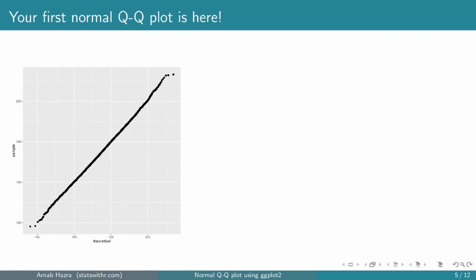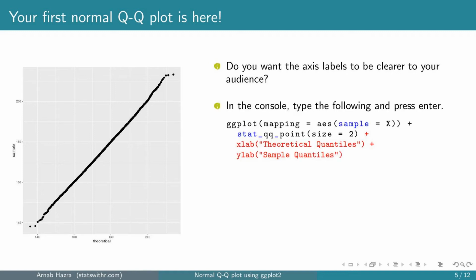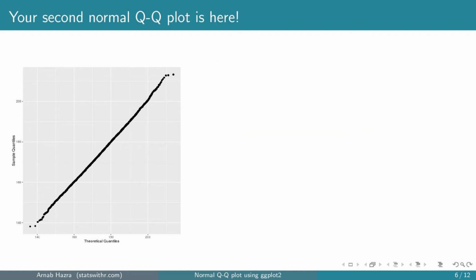The first thing is the axis labels are not clearly written and you might want to write them properly. So, add xlab, theoretical quantiles within quotes, plus ylab, sample quantiles within quotes. Now, press enter. Okay, you get your second normal qqplot.